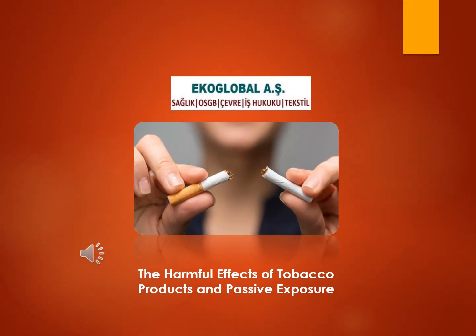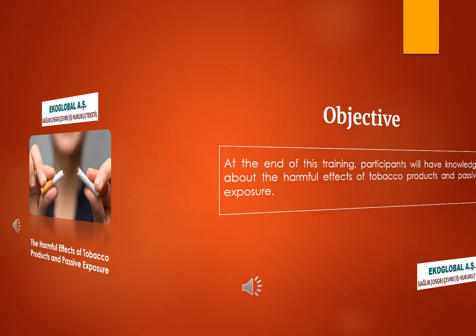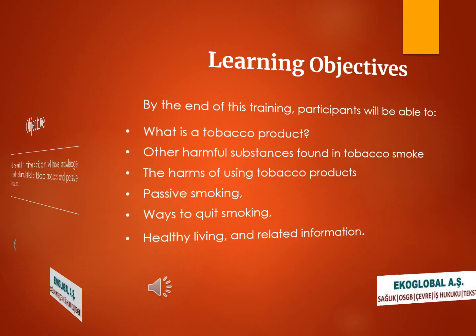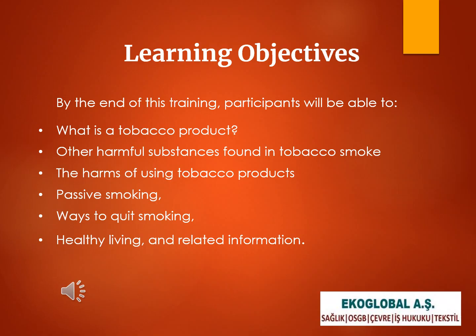Welcome to the harmful effects of tobacco products and passive exposure training. At the end of this training, you will have knowledge about the harmful effects of tobacco products and passive exposure. By the end of this training, you will be able to define tobacco products, recognize other harmful substances in tobacco smoke, understand the harms of tobacco use, explain passive smoking, describe ways to quit, and note healthy living points.